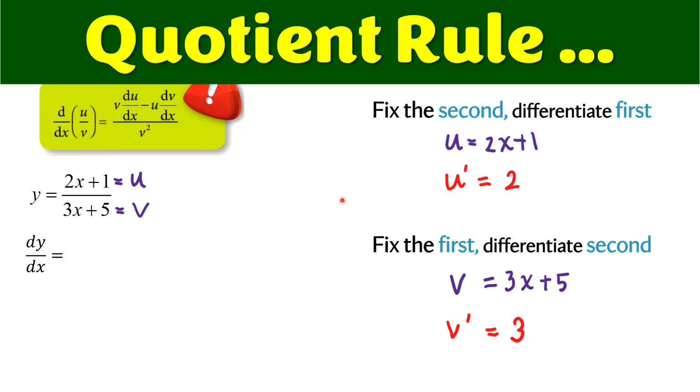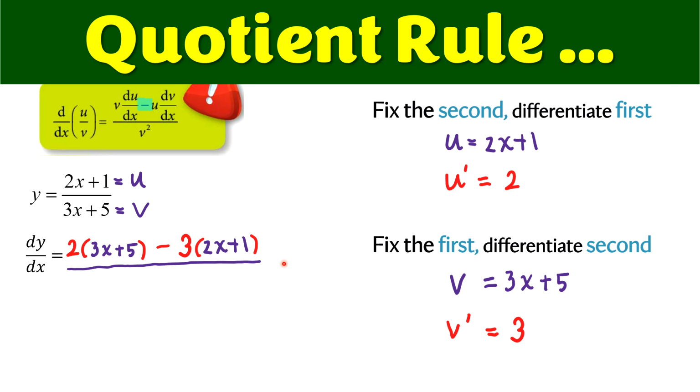So what I'm going to do is I fix the second, I differentiate the first. That means I will apply it into the formula, which is v du/dx. So what is my v? v is 3x plus 5, and then my u prime is 2, and then don't forget this is minus. So I minus off. Now I fix the first, which is 2x plus 1, and then I multiply by v prime.